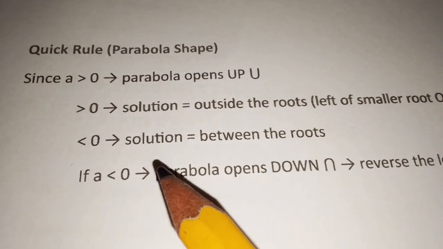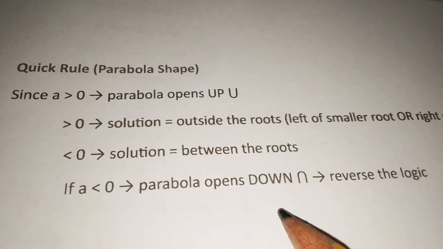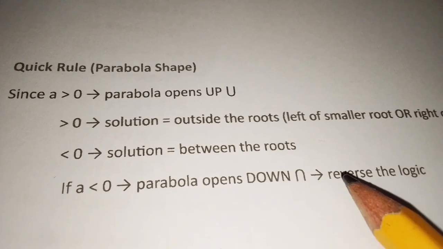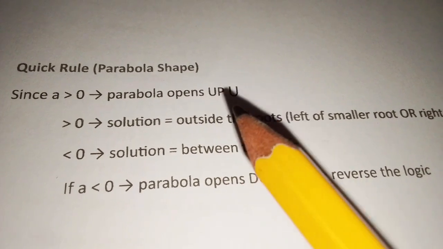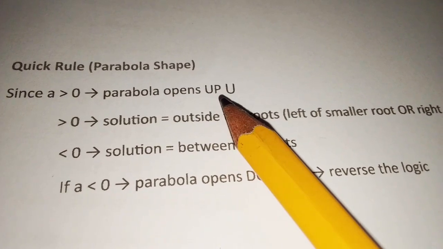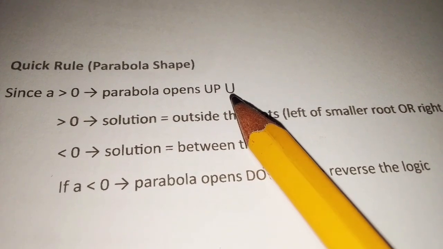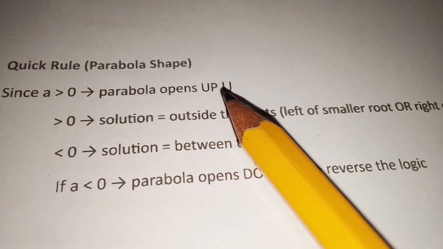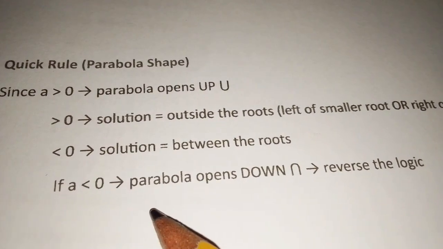And if a is less than 0, the parabola opens down, so reverse the logic. This is the reverse of when a is greater than 0. If a is greater than 0, it opens upward, but if a is less than 0, it opens downward.